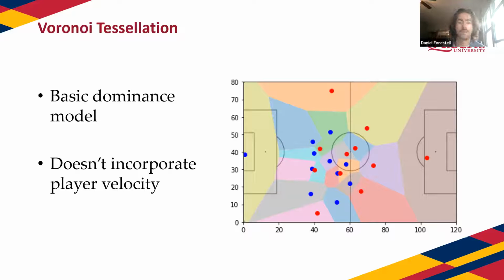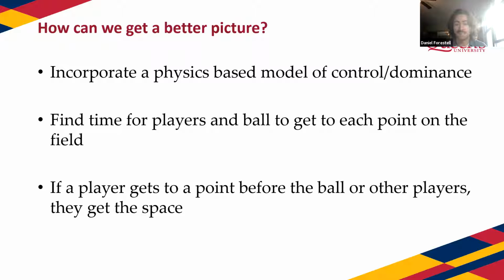We like this. It creates a very pretty picture, but we realized that there were still some limitations to it and things that we couldn't quite see from it. The main thing is that it assumes that each player is stationary, which we know rarely happens in soccer. To address this, we tried to build a model that would incorporate player velocity and determine where players and the ball were going to be, not just where they were currently standing. So we tried to build a physics-based model to get a look at this control and dominance that the Voronoi gave us a look at.